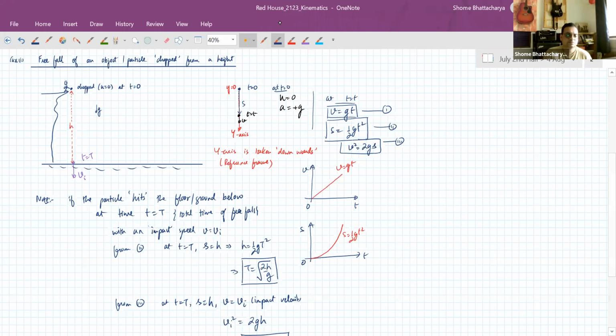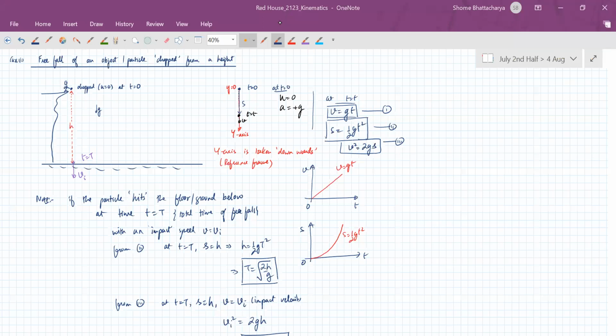This is, as I said, the simplest situation of straight line motion with uniform acceleration, because not only is the acceleration uniform, but the initial velocity is zero. There can't be anything simpler than this in uniformly accelerated motion. We'll look at a couple of numerical problems based on this, but first write this down.